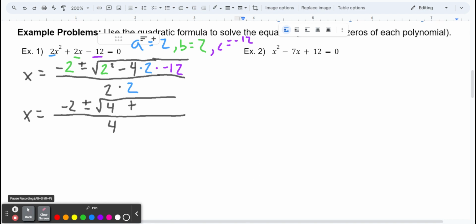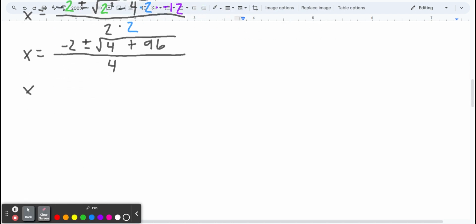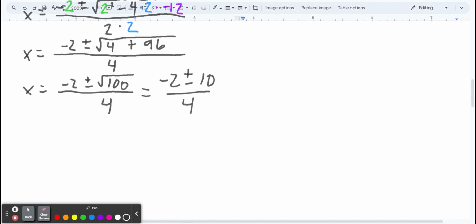So that'll be plus 96. And we can rewrite that and just start trying to simplify underneath that square root. We get x equals a big fraction here, negative 2 plus or minus the square root of 100 all over 4. Okay, square root of 100 should be 10. So now we get x equals negative 2 plus or minus 10 divided by 4.